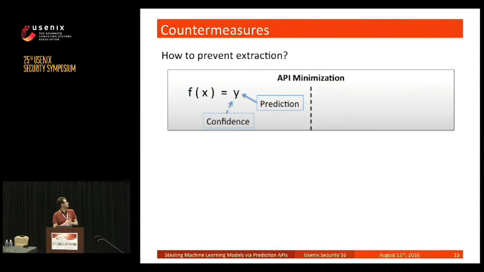So how might one go about preventing model extraction? It's an interesting question. We propose a few possible techniques in our work. Here we'll look just at the simplest, which is to say, well, if confidence values enable these strong attacks, let's just remove them and see what happens. And as I mentioned earlier, this corresponds to this learning with membership queries setting.